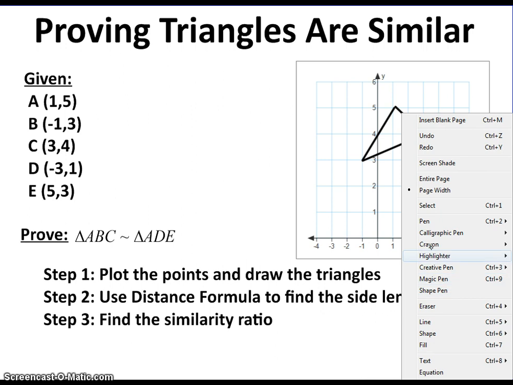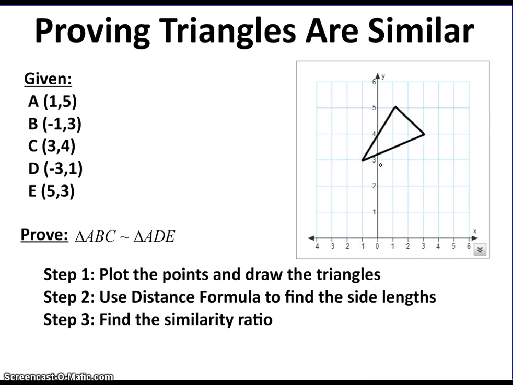Alright, and then we'll get a different color line. So I have E is 5, 3, and D is negative 3, 1. So what we're looking at here is these two triangles, the red one and the black one. Okay? So first off, right off the bat, I see that these two triangles share this angle. So that's very important. I can either do angle-angle similarity or I can do side-angle-side similarity.